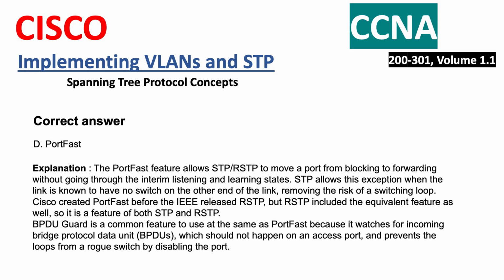Correct answer: D. PortFast. The PortFast feature allows STP/RSTP to move a port from blocking to forwarding without going through the interim listening and learning states. STP allows this exception when the link is known to have no switch on the other end of the link, removing the risk of a switching loop. Cisco created PortFast before the IEEE released RSTP, but RSTP included the equivalent feature as well, so it is a feature of both STP and RSTP.